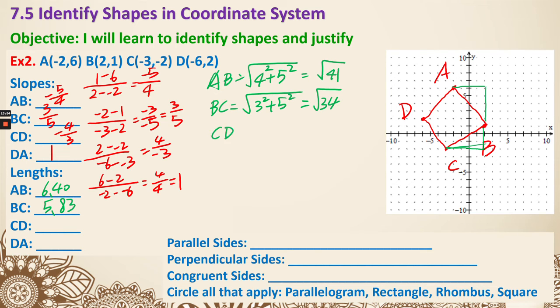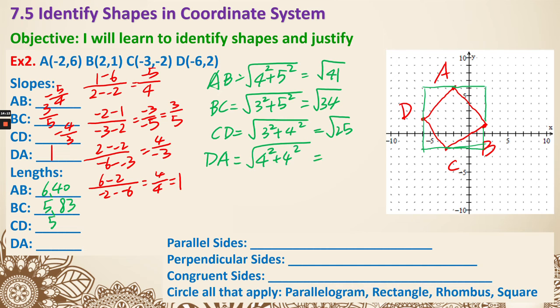Next, CD. That is going to be a 3 by 4, so 3 squared plus 4 squared. That is going to be square root of 25, which is a 5. Lastly, DA is going to be right here, and that is a 4 by 4, so square root of 4 squared plus 4 squared. That is going to be a square root of 32, which put in your calculator should give you 5.66.